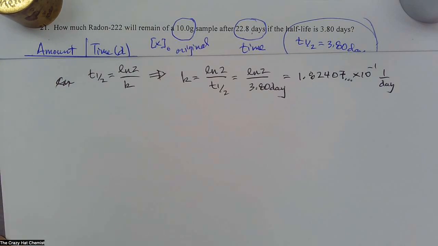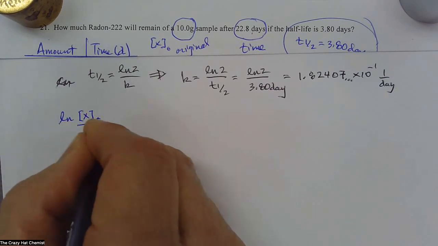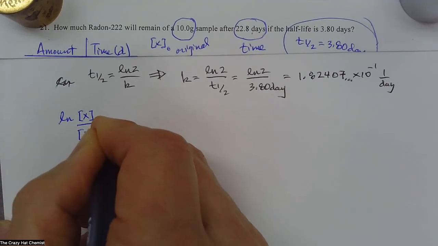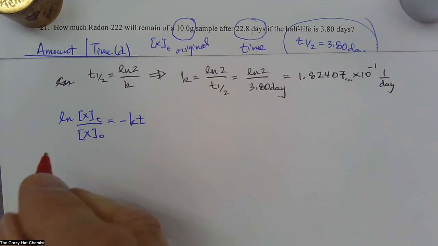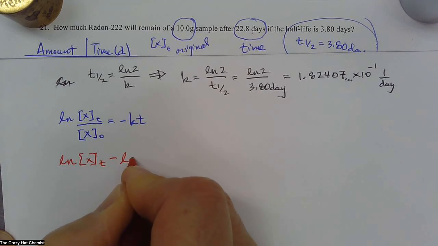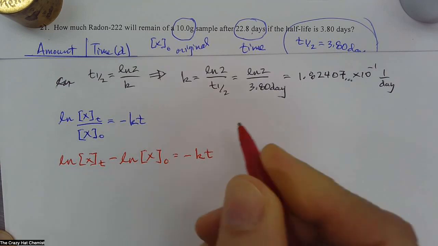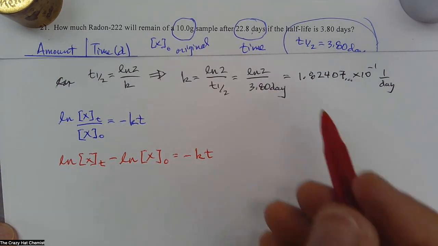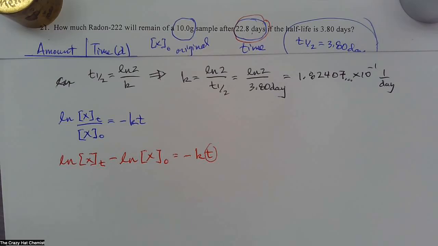Then we're going to write down that integrated first order rate law. So natural log of x sub t over x sub naught is equal to negative kt. And there was a rule which we learned mathematically with natural logs, and that's a subtraction. So natural log of x sub t minus natural log of x sub naught is equal to negative kt. So now we're going to start plugging in numbers. The time is 22.8 days. The rate constant is right there.